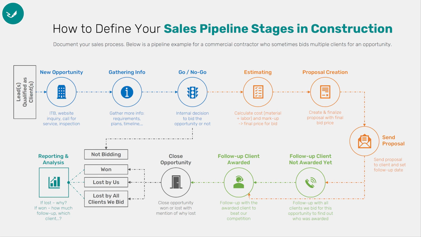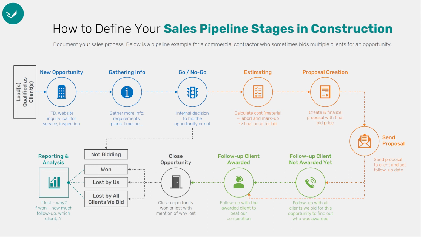It's only after you find out which client was awarded that you start calling them to find out what your price looks like compared to your competition and so on. Now, once we find out if we got the project or not, we can close our opportunity with the right status depending on whether we won, lost, or maybe we didn't even bid the client who won.